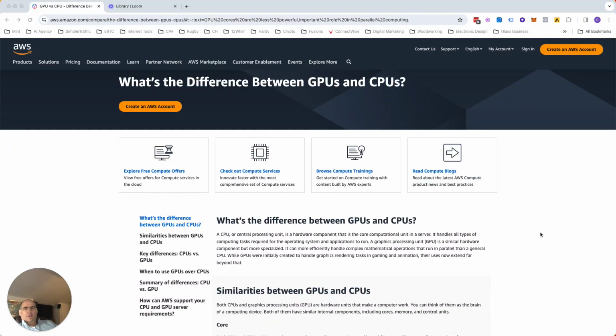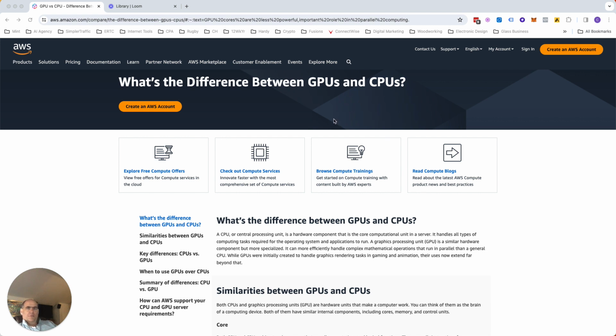Hey guys, it's Corey again, and today I'm going to be going over the high-level difference between a GPU and a CPU. We are here on the Amazon AWS page, and they have a little explanation. I was just going to walk through that.